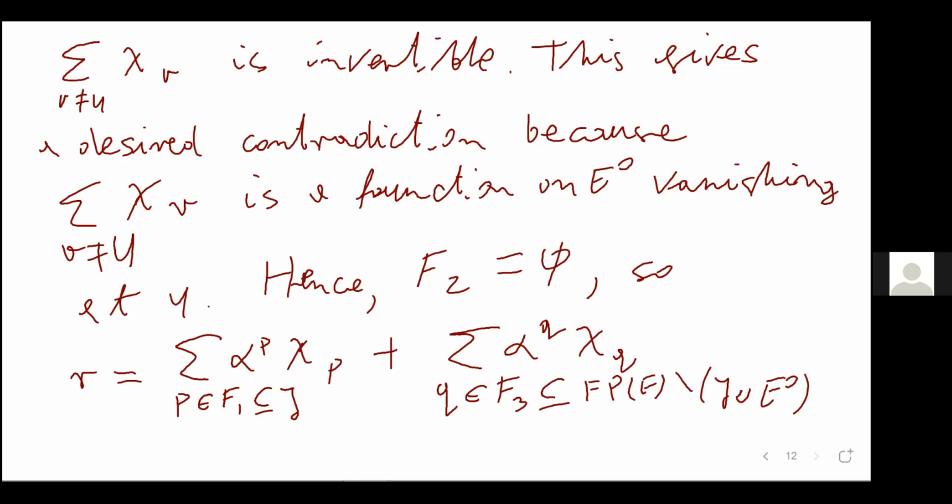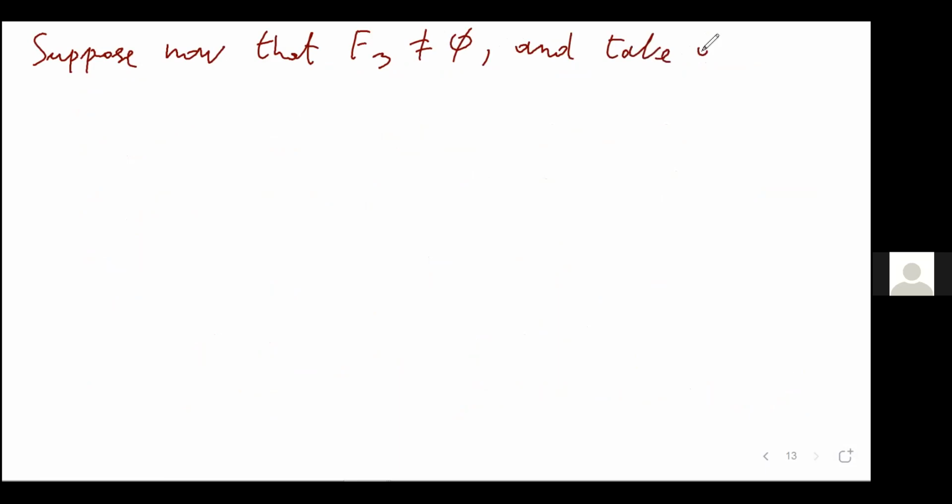Okay. So now we will try to prove that F3 is also empty. Any questions so far? Okay, half an hour left. Hope we can make it. So suppose now, I think this is the most difficult part of the proof. Suppose now that F3 is not empty. And take an element in F3. But remember, this is a path which is a subpath of a loop.